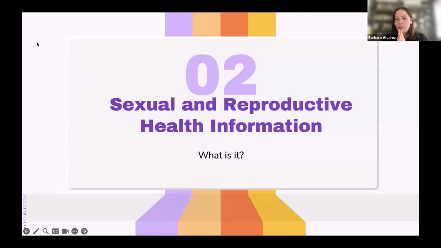Let's just be really clear before we get into any details. What are we talking about when we're saying sexual and reproductive health information? Because when we say those things, and unfortunately, those terms have become really politicized and they've always been stigmatized, but certainly been politicized.